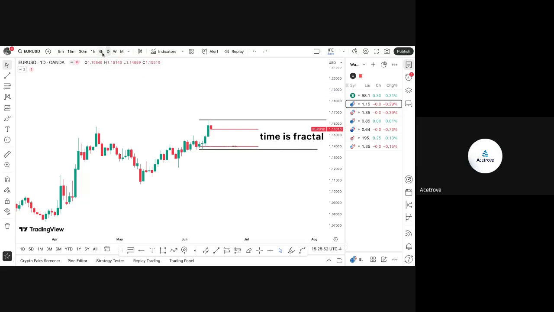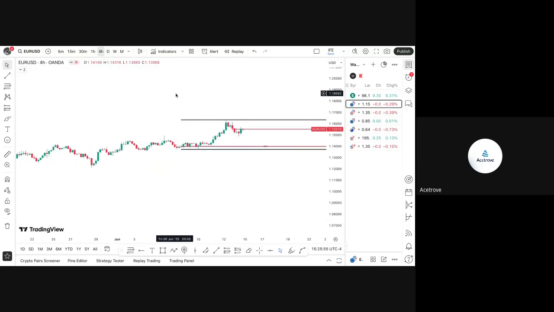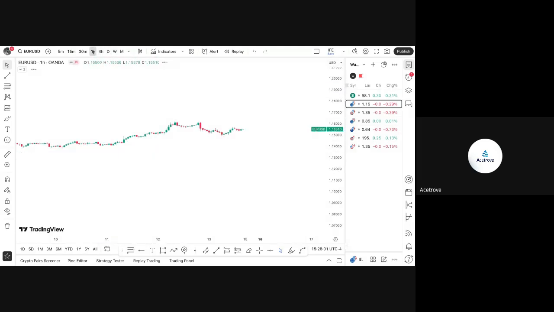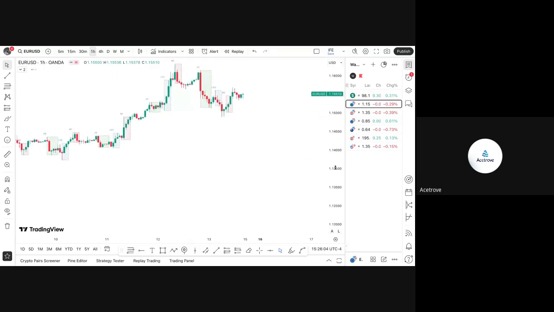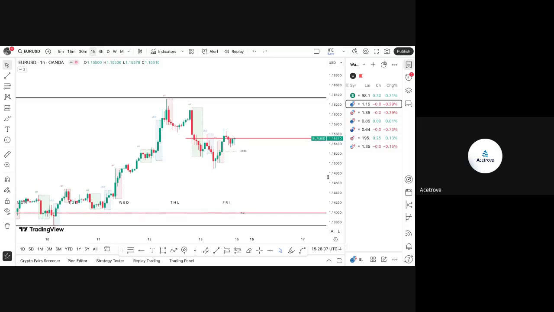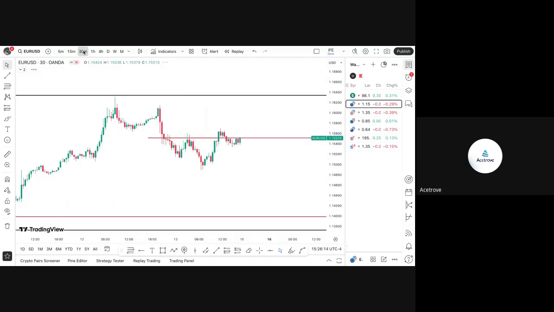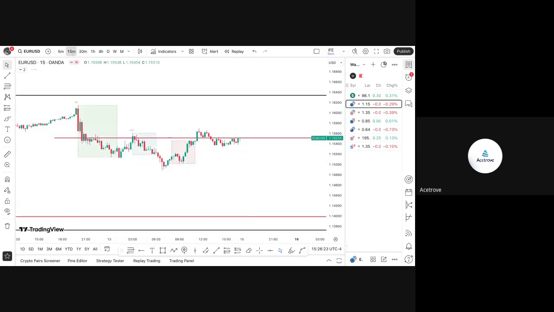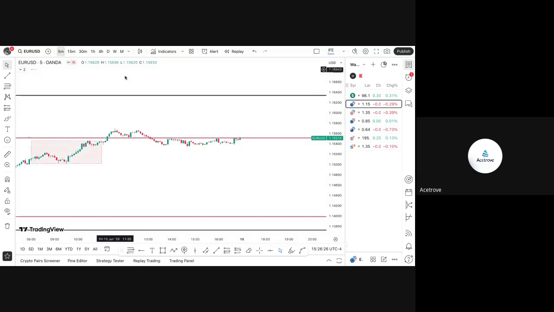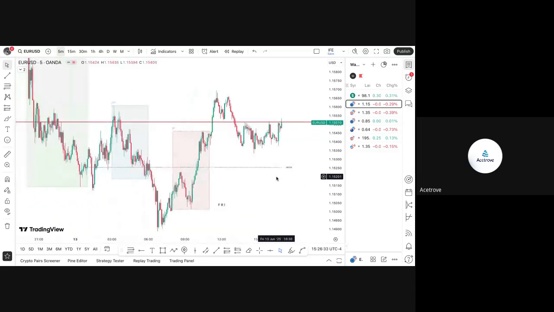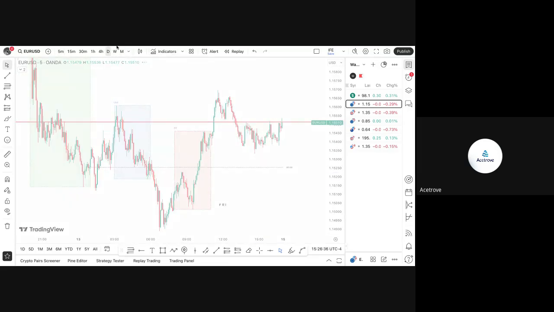Now, in one daily candle, you would have six 4-hour candles that tell the story of that daily time frame. In one 4-hour candle, you would have four 1-hour candles. In one 1-hour candle, you have two 30-minute candles. In one 30-minute candle, you would have two 15-minute candles. In one 15-minute candle, you have five 5-minute candles. Like that, depending on the time frame that you are looking at, everything makes up for each other, or everything tells a story.